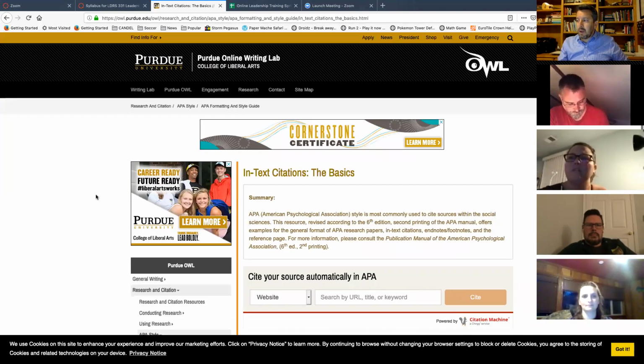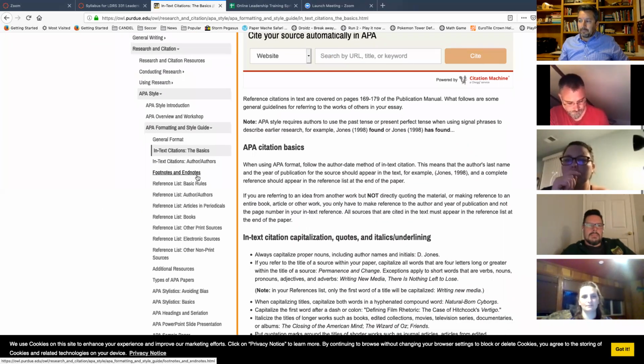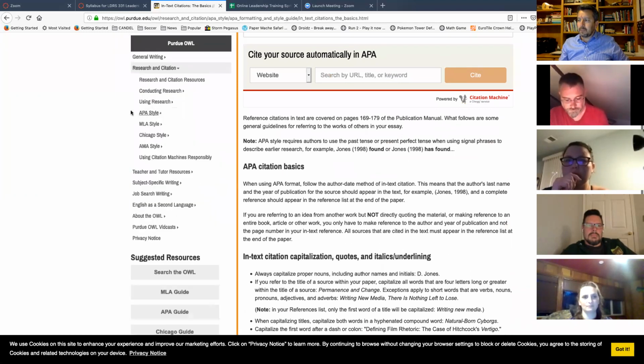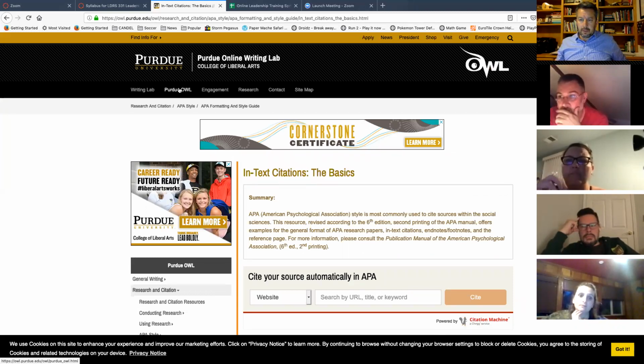So that's the Purdue OWL. And by the way, it's great for these different formats too. Like if you had to write a paper, a lot of history people out there, if you're a history major, you have to write Chicago style usually. English uses MLA.